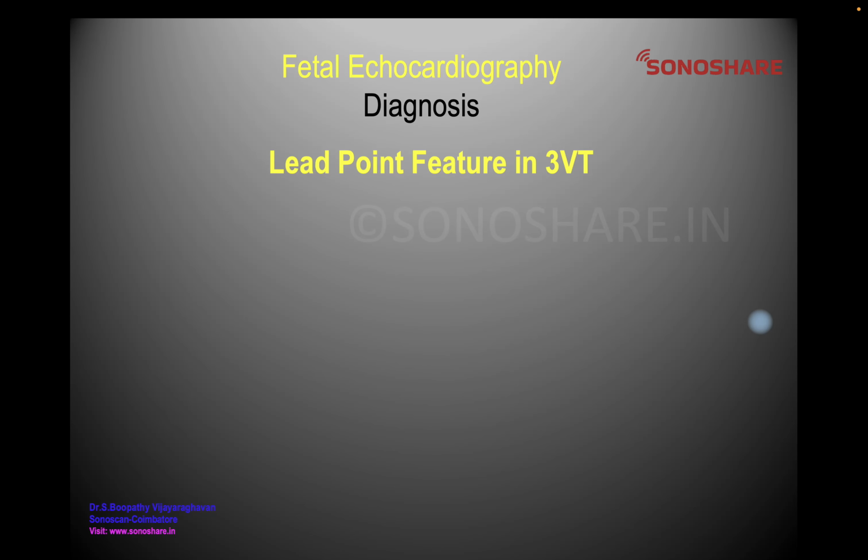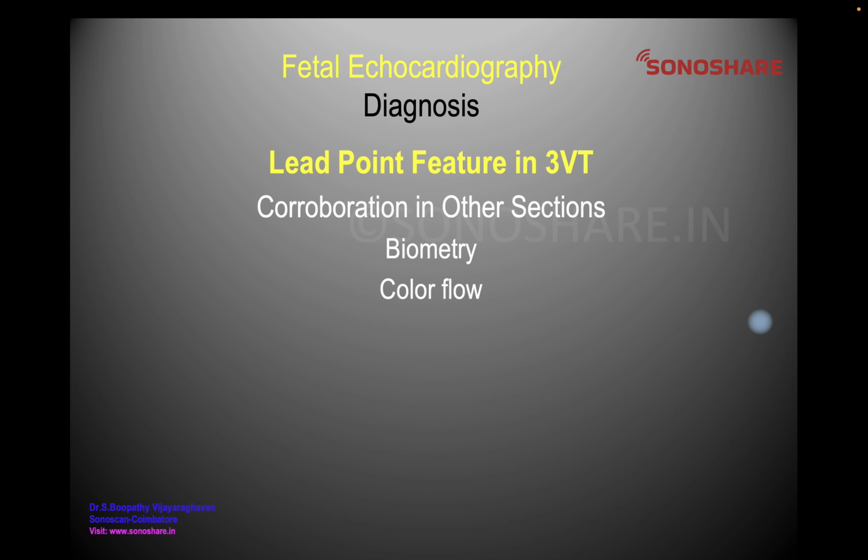Now, in fetal echocardiography diagnosis, the first step can be a lead point feature in one of the 4 sections routinely taken for fetal echo. So we will see the lead point feature in the 3 vessel trachea view, and once you see a lead point feature, then take corroboration in other sections of fetal echo, and if necessary do biometry and color Doppler, spectral Doppler if necessary, and M-mode in certain situations.